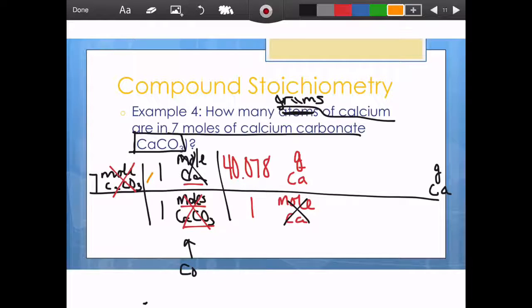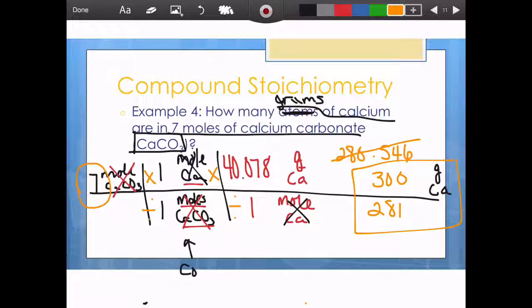So then I can go further and multiply across the top, divide across the bottom. And when I do that, I end up with 280.546. I'm going to round that just a little bit. I started with only one digit, so if I wanted to be technical to end with only one digit, it would be 300 grams. If you guys rounded to the nearest whole number and I saw that you were rounding 281, I would probably accept that too. So both of those numbers are acceptable. You'd box those in and call it good.